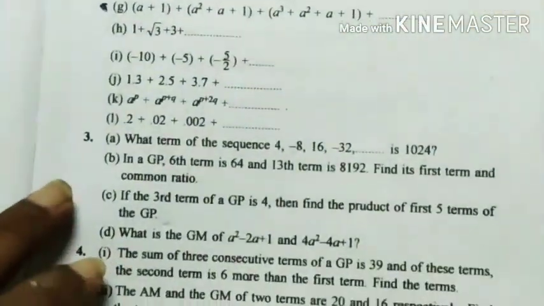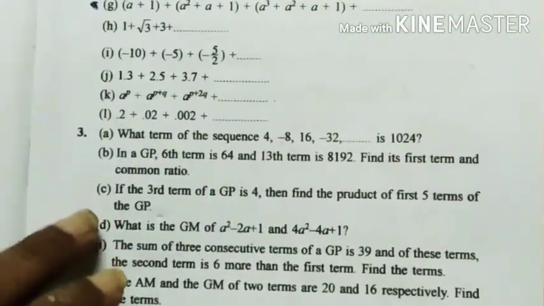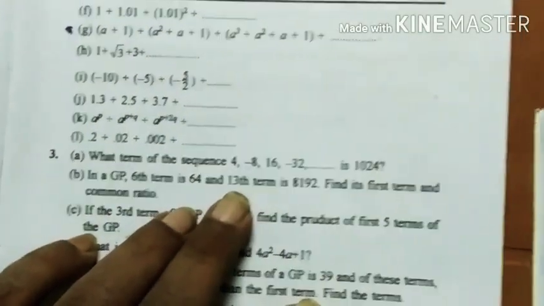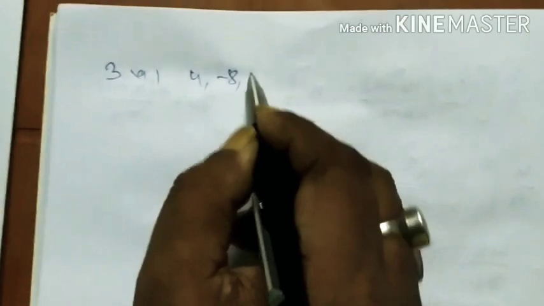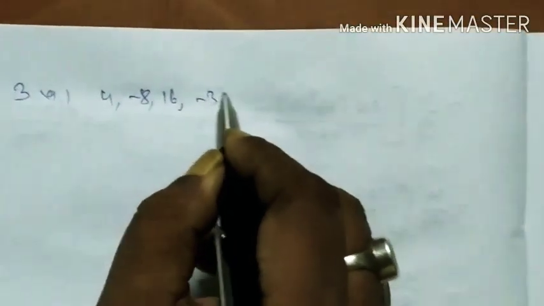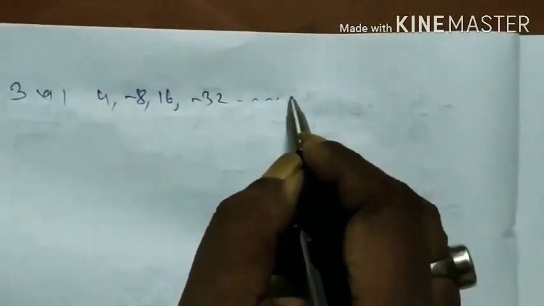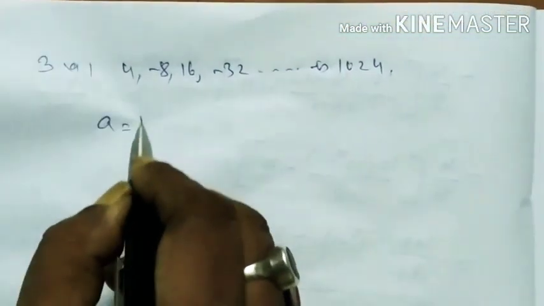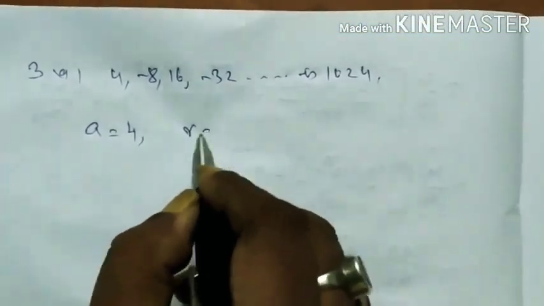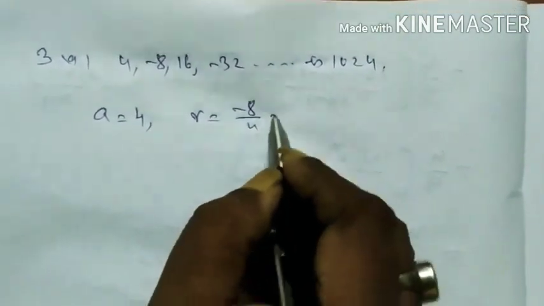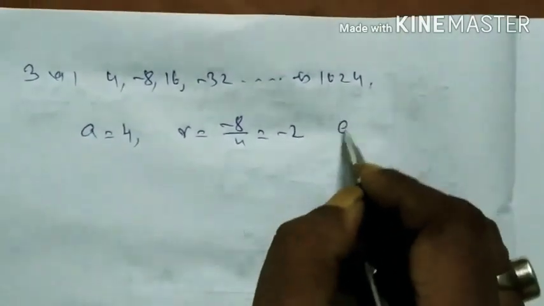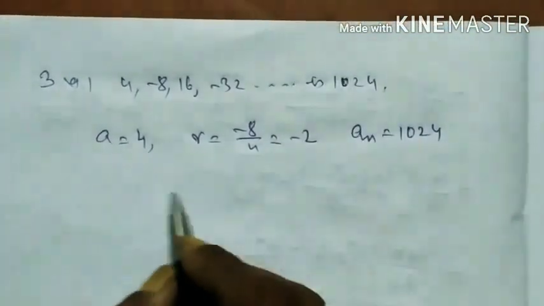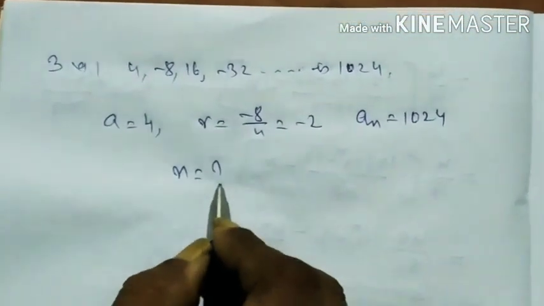Now, I am going to question number 3. What term of the sequence is this? 4, minus 8, 16, minus 32, ... is 1024. Here your A is 4. Your R is minus 8 by 4, that is minus 2. And An is 1024. You have to find n, the number of terms.